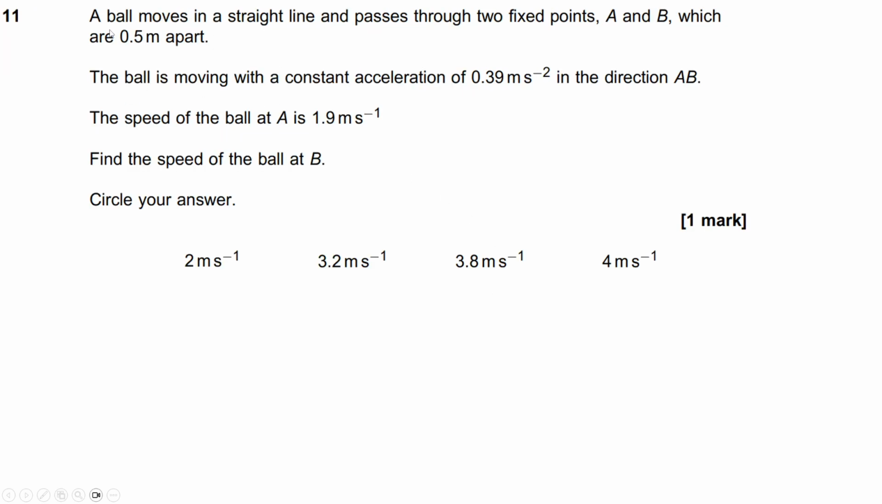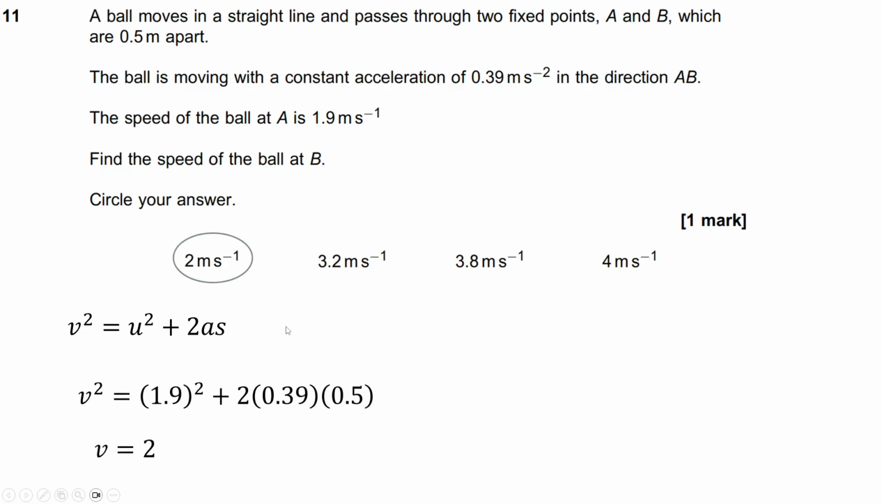This is the mechanics part. So a ball moves in a straight line, passes through two fixed points, which are 0.5 meters apart. It's moving with constant acceleration. Speed of the ball is this. Find the speed of the ball. Time is not included here. The only SUVAT equation which doesn't use time is this. Just plug in your values. Initial velocity at A is 1.9, and then the displacement is 0.5, obviously, between those 2 points, and the acceleration is a. So just plug that in, put it into your calculator, you'll get 2. So that's the answer.